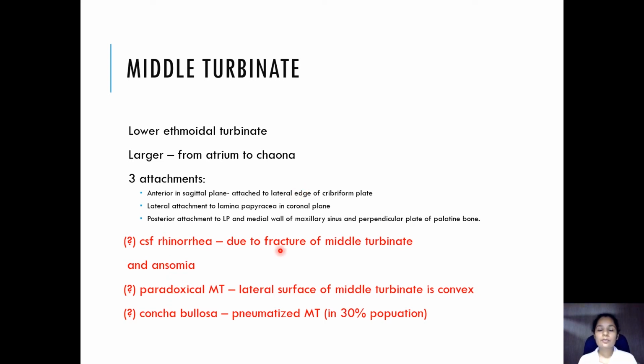There are also a few variations of the middle turbinate, namely paradoxical middle turbinate and concha bullosa. In paradoxical middle turbinate, the middle turbinate will be curved in the opposite direction, and hence the lateral surface of the middle turbinate will be convex. When the entire middle turbinate is pneumatized and it forms a large bulbous structure, causing nasal obstruction, it is known as concha bullosa, and it is seen in 30% of the normal population.